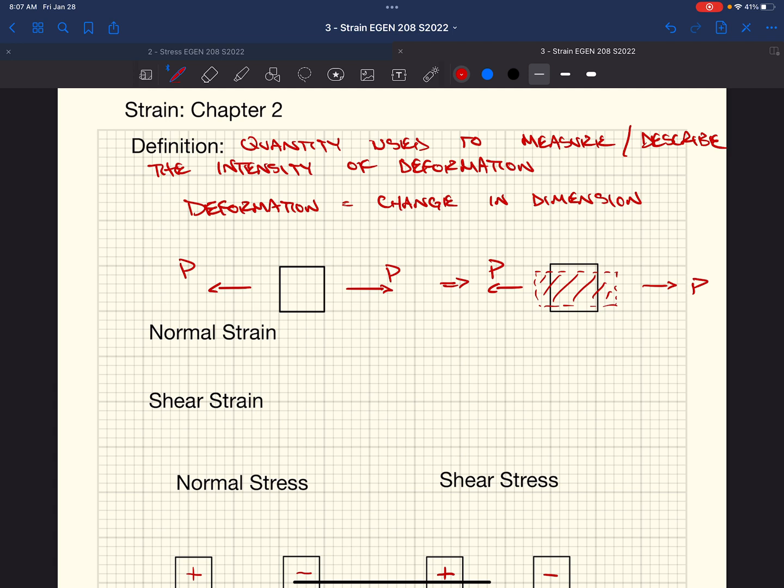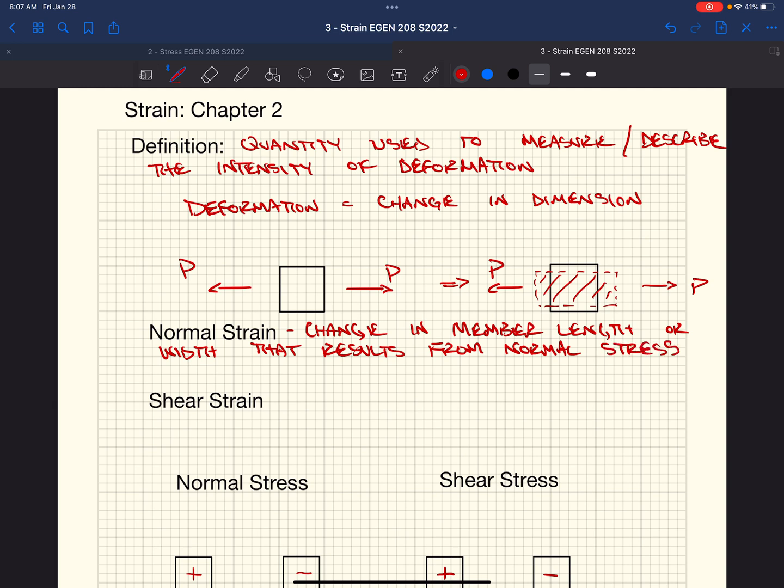So normal strain is what we call our change in member length or width that results from normal stress. All right, so that block that we applied a normal force to, there would be a normal stress, a sigma, in this block. We could calculate that at this point. Well, that normal stress creates a change in our member length or width, and we would then subsequently have normal strain.